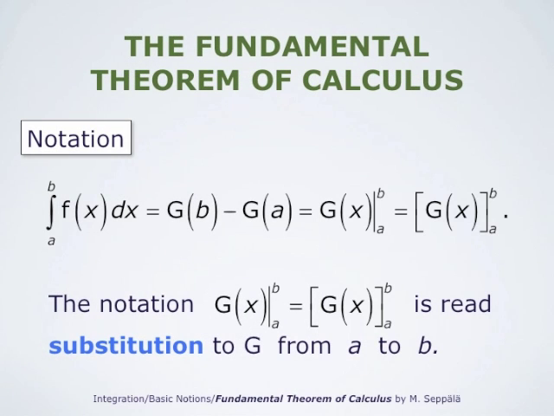We use the following notation. The integral from a to b of f of x dx, which is now capital G at b minus capital G at a, is the substitution of the function capital G at x from a to b. And we use two different notations depending on the situation. We may write simply a bar with subscript a and superscript b after capital G, or we may include capital G of x within square brackets and then use the subscript a and superscript b to indicate the substitution from a to b. So the notation capital G of x bar ab or capital G of x in square brackets ab is read substitution of G from a to b.